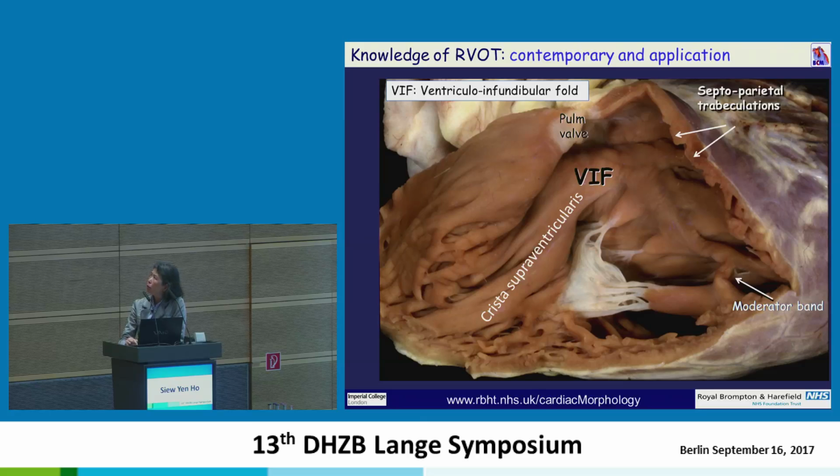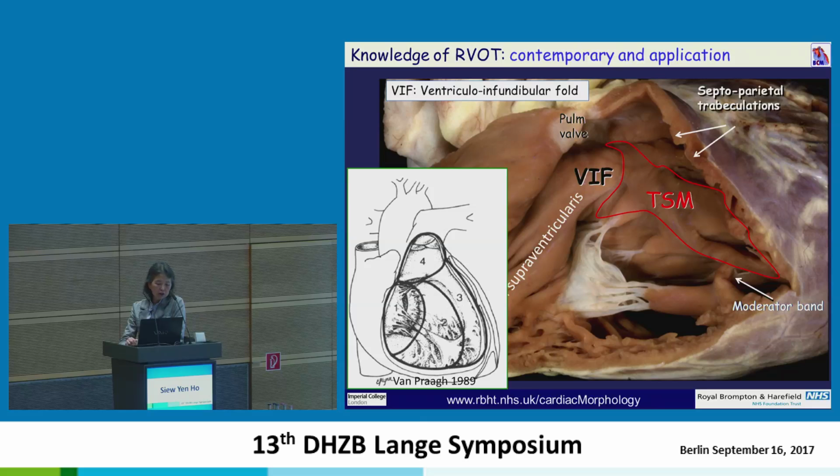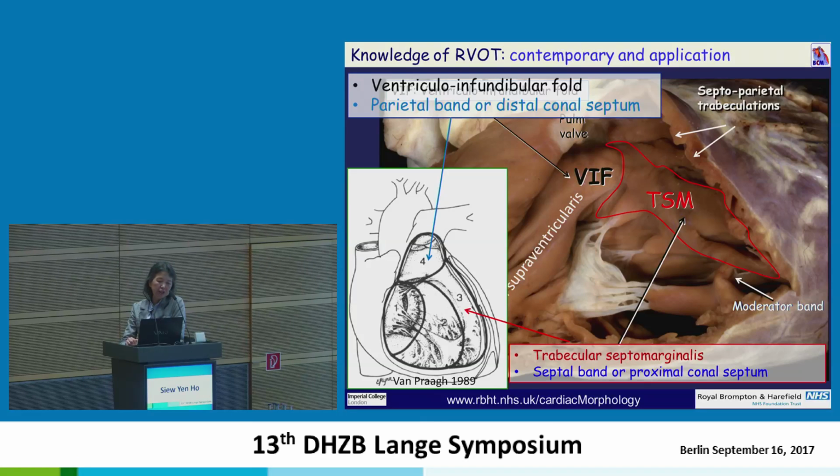But anatomically, we have to be wary of this region of the heart. It's not actually an outlet septum. There are various terminologies used, and this is the one we use in the UK. And there is also trabecular septum marginalis that overlies the right ventricular aspect of the septum. And in North American terminology, it may be represented by Dr. Van Praag's terminology, the parietal band, or distal conal septum, or septal band and proximal conal septum. So these are interchangeable terminologies.